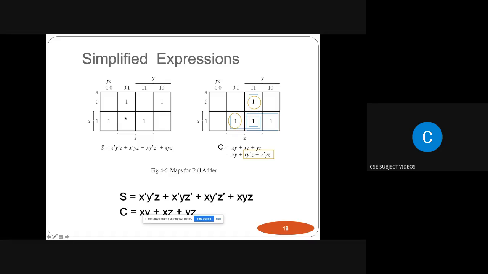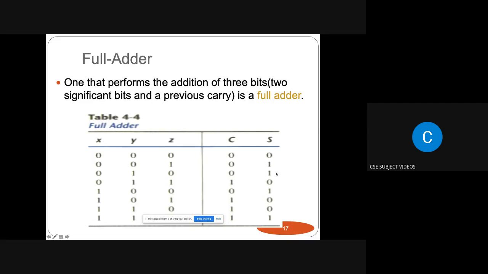All are single ones. So while writing the answer, the final Boolean function is S is equal to x' y' z plus x' y z' plus x y' z' plus x y z. So this is the sum expression, and the carry expression is, carry equal to summation of 3, 5, 6, 7.